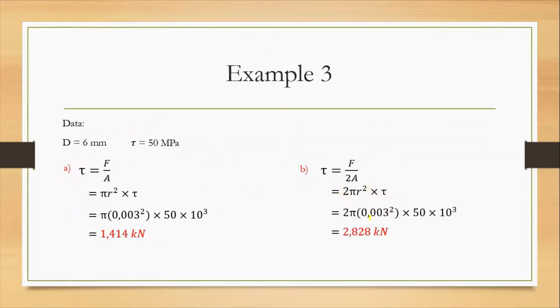We substitute again. Just that right now we're going to have a 2 multiplied by 50 times 10 to the power 6, not 3. I'm going to fix that. And then it gives us 2.828. It's just twice this.